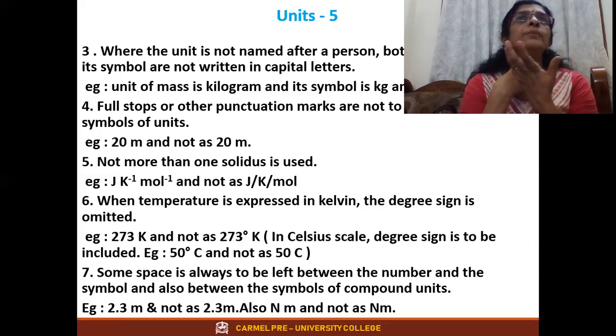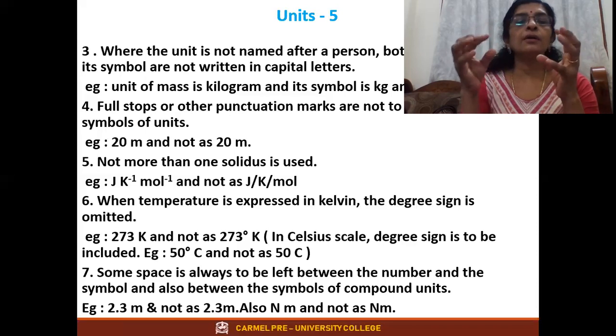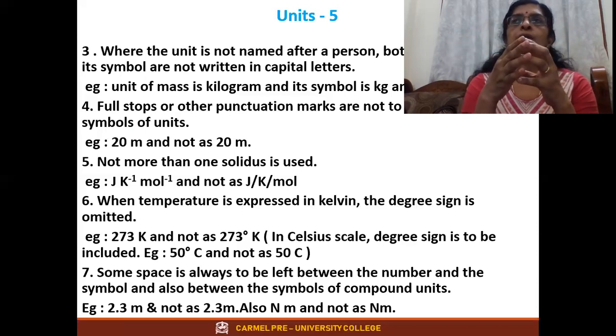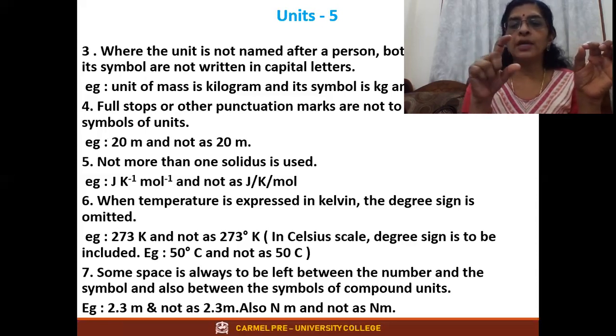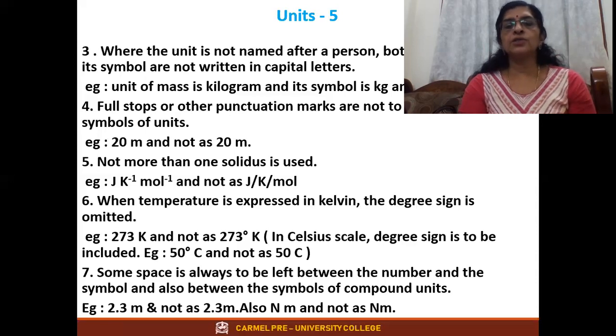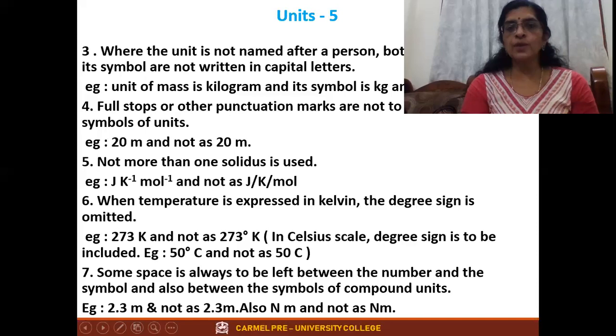So 30 Newton meter, if you're writing 30, N separate, m separate. You cannot join N and m together and write, or join them with the number. The number should be separate, and the unit should be separate. See, I have written here also N m with a space. Okay, these are the ways we are going to do.